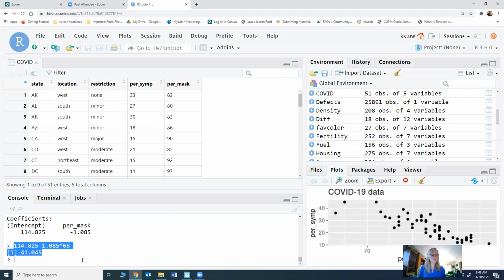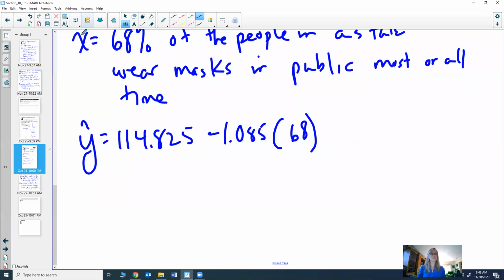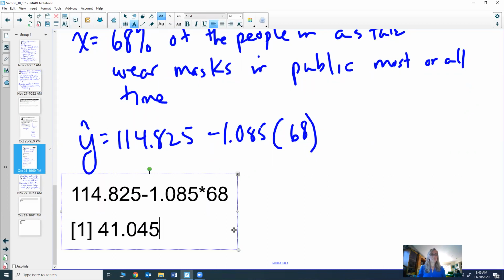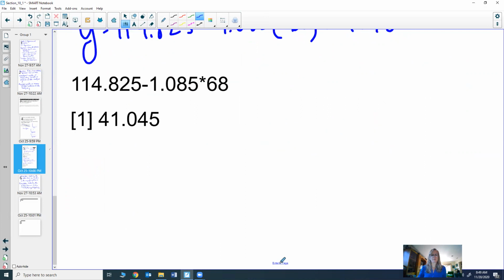So we can just go copy this, and we'll come back over here and we'll paste it in here. And so I know that this is equal to 41%. So in a state when only 68% of the people wear their masks, I have 41% of people who know somebody with symptoms in their community.